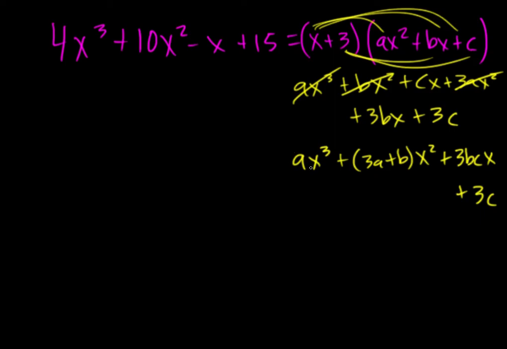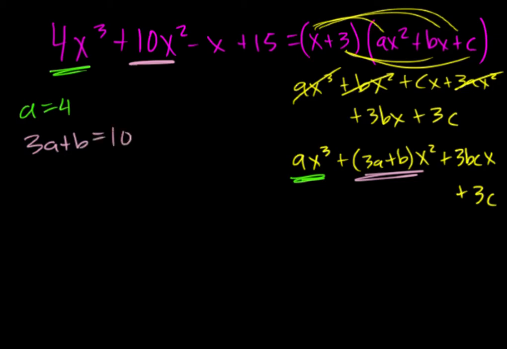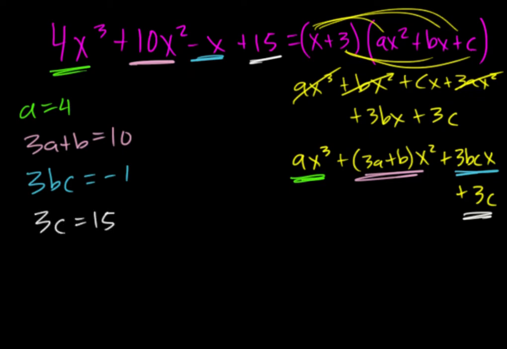Alright, now we're going to take each piece, and since this is x cubed, this is x cubed, we get the equation a equals 4. Since this is x squared and this is x squared, we get the equation 3a plus b equals 10, and negative x and this, so we get 3b plus c equals negative 1, and 3c and 15. So 3c equals 15. Alright, and we're just trying to find a, b, and c.